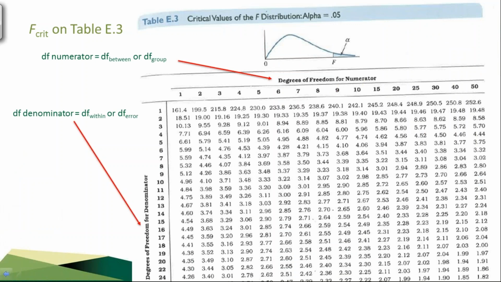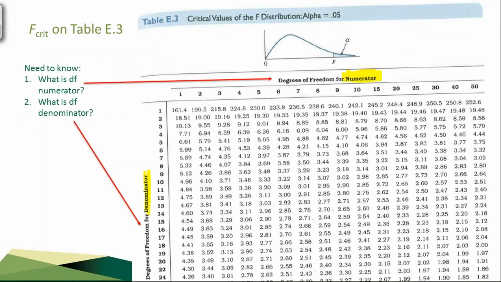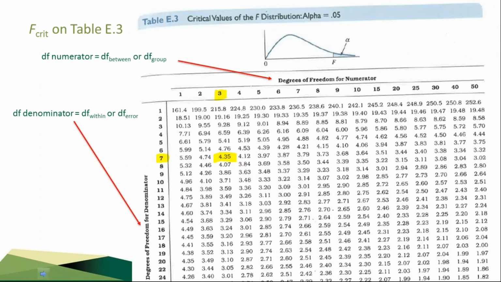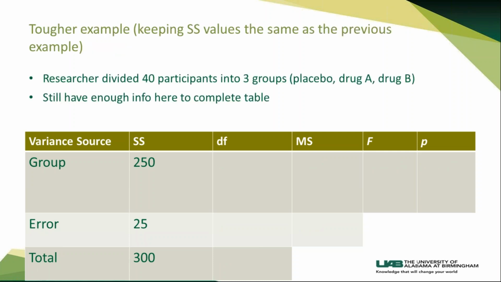So what were our degrees of freedom here? 3 and 7. So our critical value for F is 4.35. And looking back, we far surpassed that. So let's do a tougher example here, and then we'll talk about actually how to write out those results.